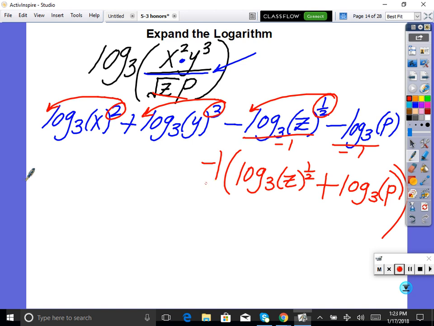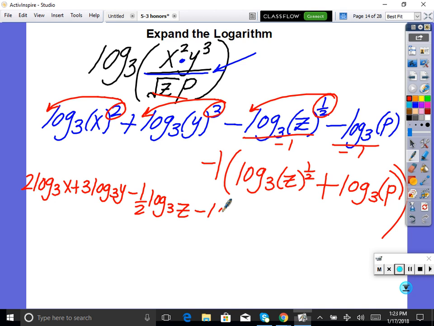So our final answer would be 2 log to the base 3 of x plus 3 log to the base 3 of y minus, either parentheses or just distribute the negative, minus 1/2 log to the base 3 of z minus log to the base 3 of p. Okay?